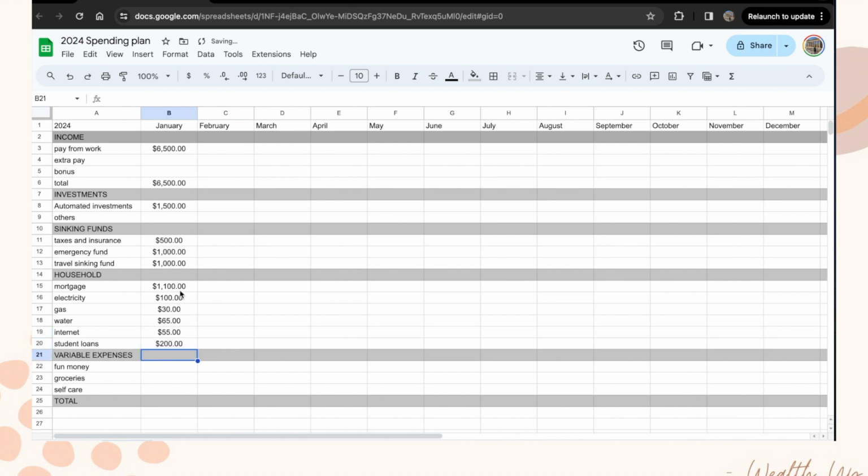These are more or less stable throughout the year. The only one that does vary some is electricity, but over the year, it does average out to about $100. So that's what I'll start off with, and that's how I'll leave it for now.